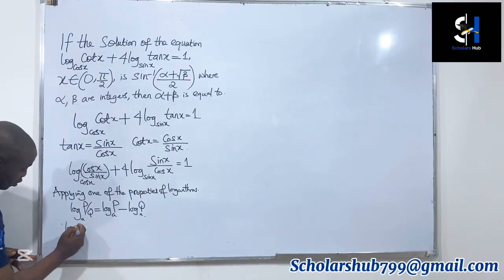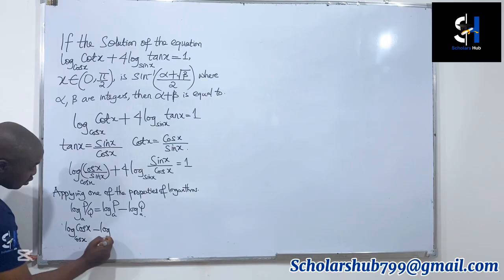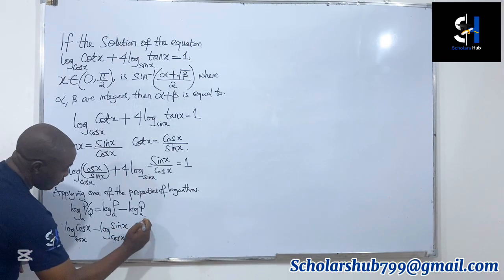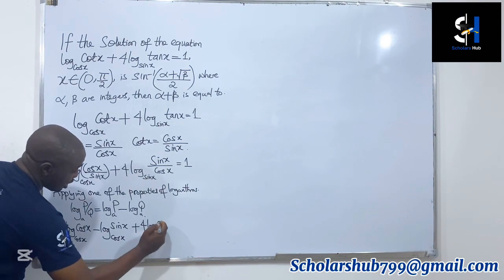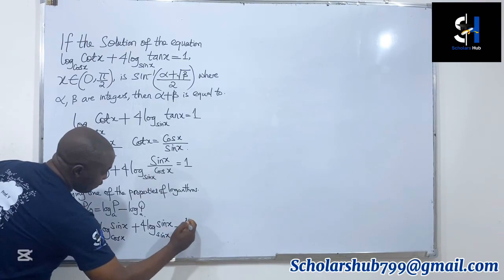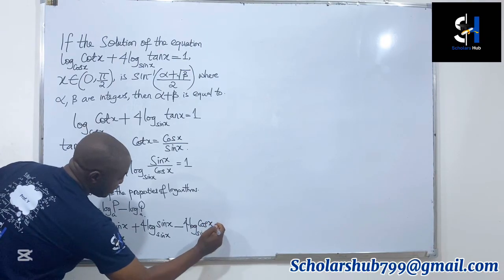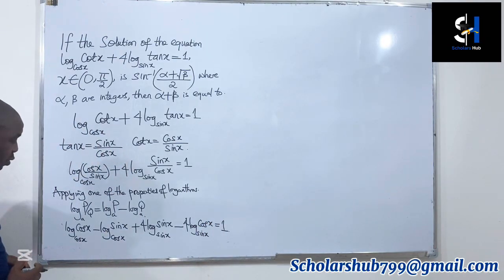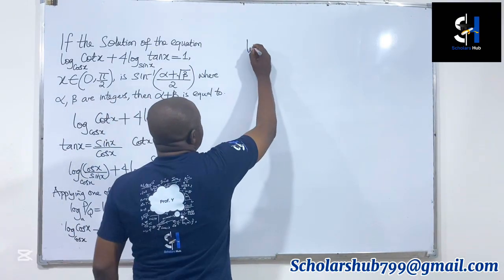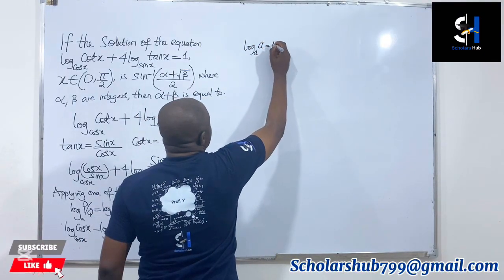So this becomes log cos x to base cos x minus log sin x to base cos x, plus 4 log sin x to base sin x, then minus 4 log cos x to base sin x, equals 1. Then we can apply another property of logarithms: log a to base a is equal to 1.